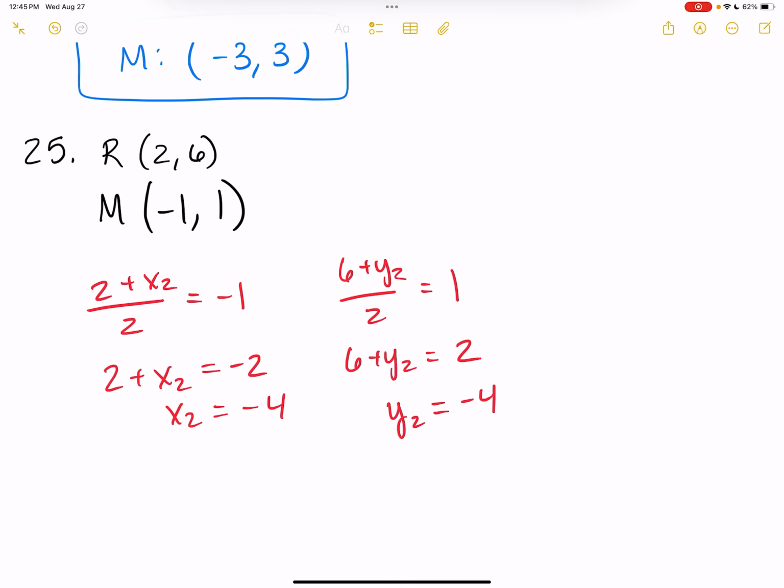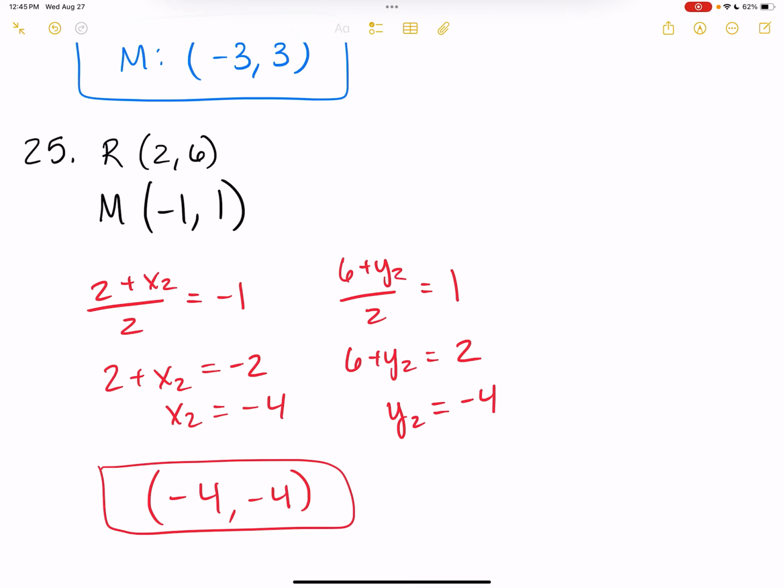So my coordinate, or my other endpoint, you can either just write it as a point, or if you want to call it something like S or whatever, you can also do that, but it would be negative 4, negative 4. So that's going to be the other endpoint for that one.